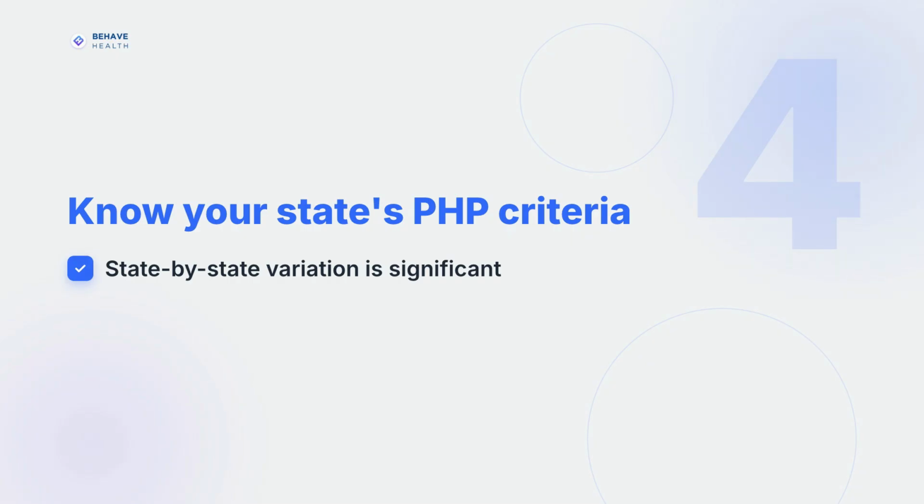Requirement 4. Know your state's partial hospitalization criteria. State-by-state variation in PHP admission criteria is significant. What qualifies for H0035 in one state may not qualify in another. Partial hospitalization typically requires 5 or more days per week, with structured programming lasting at least 4 to 6 hours per day.